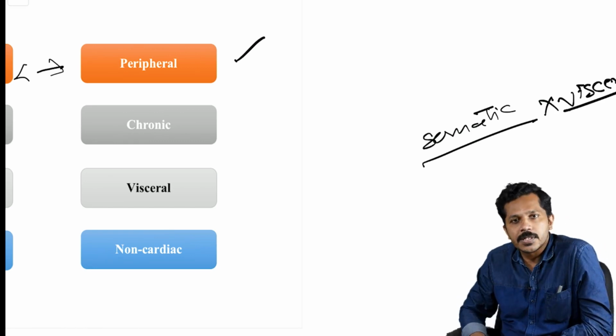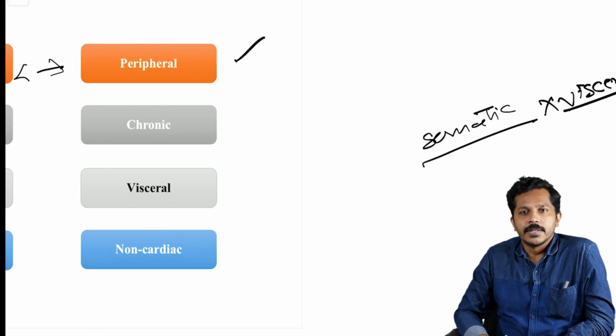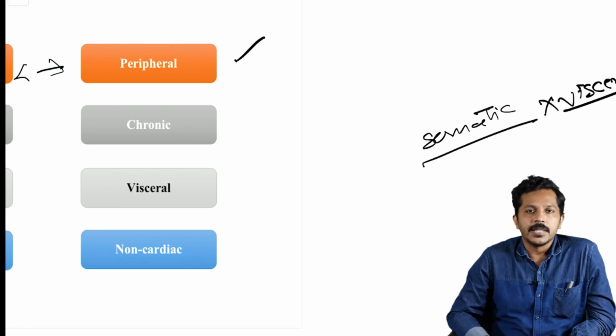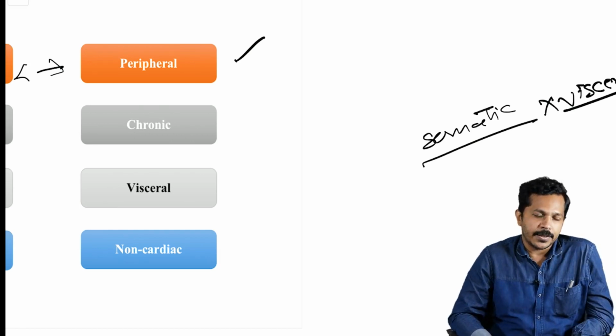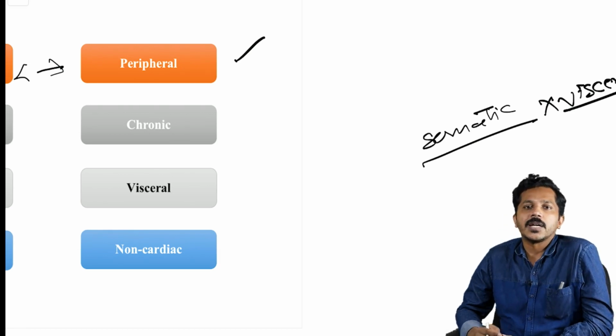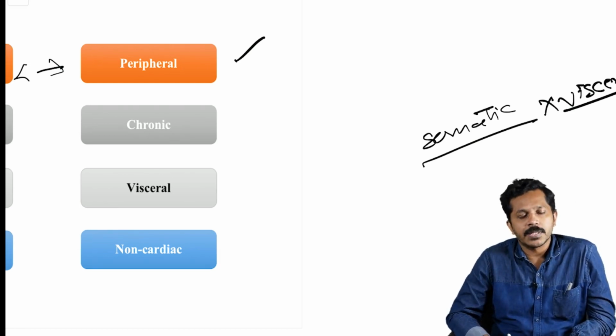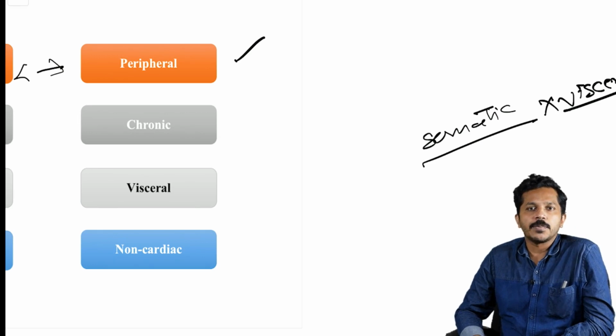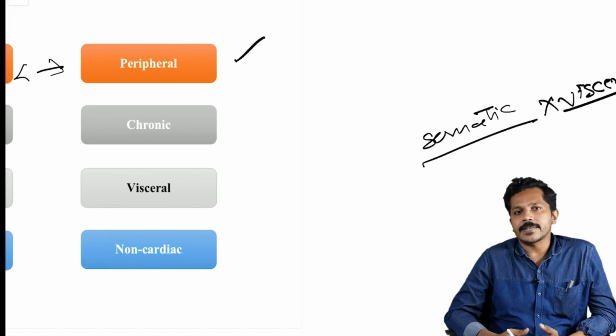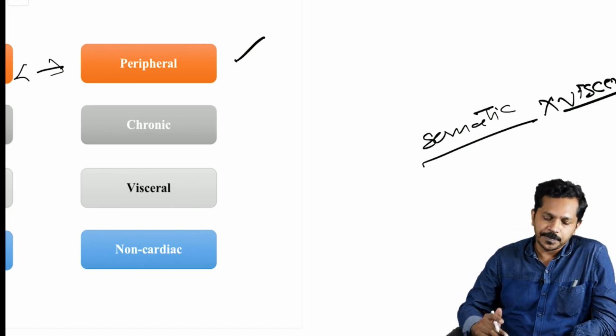It is arising from the viscera, so the patient cannot localize where exactly the pain is. It may be a vague sensation over the chest, usually associated with symptoms like nausea and vomiting. And the patient is unable to say exactly from where the pain is arising.